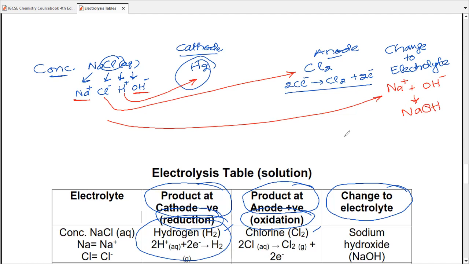So we are not just getting products at cathode and anode like we used to in the previous electrolysis of molten systems. We're actually getting a new product as a change in electrolyte. That's why we had this column in the previous table as well. But since that column was pretty useless in the previous table, it is going to be pretty useful over here since you're forming something new. Make sense? Yes, sir. All three of these, the product at cathode, the product at anode, and change to electrolyte, do all three of these make sense to you?